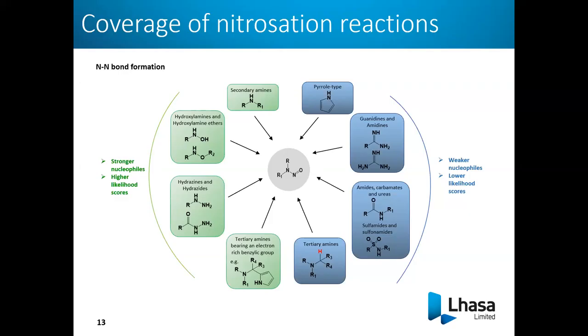Looking at the compound classes in blue, so pyrrole type compounds, guanidines and amidines, amides, carbamates, ureas, sulfamides and sulfonamides, and tertiary amines bearing a proton on the alpha carbon. They are all covered by rules in the knowledge base as well, but these being weaker nucleophiles, they would generate a lower likelihood score when conducive conditions are present.